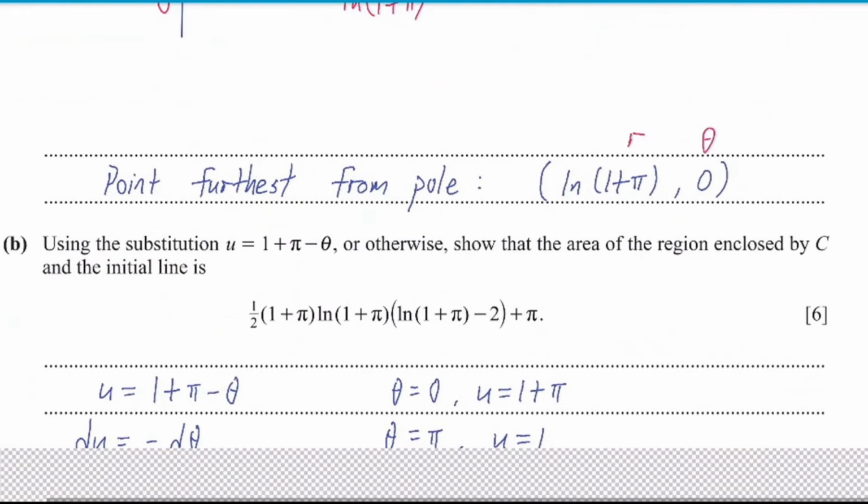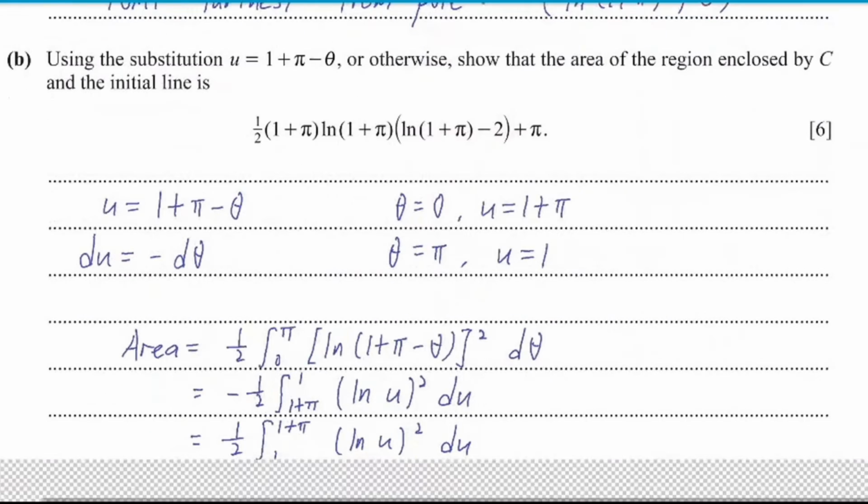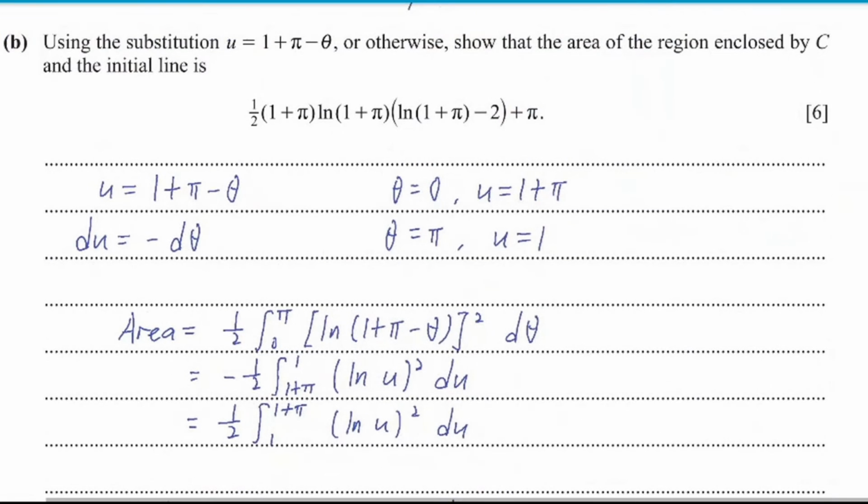So the challenging part would be the part which they show like this here. Using the substitution u = 1 + π − θ, show that the region enclosed by the curve C and the initial line is something like this. A bit of work to do. This is u, and then we need to get du/dθ. It's negative 1, so du is negative dθ.